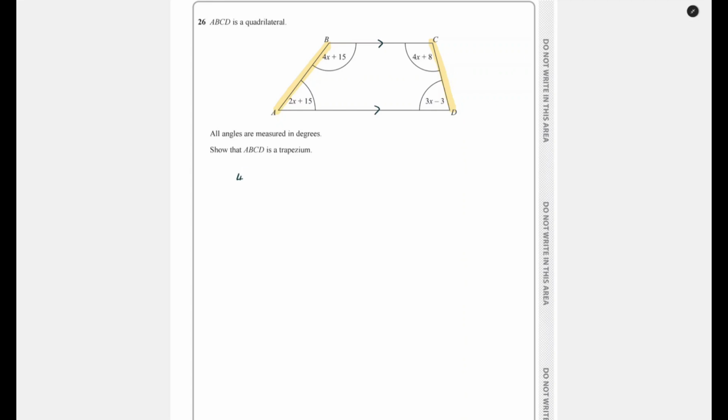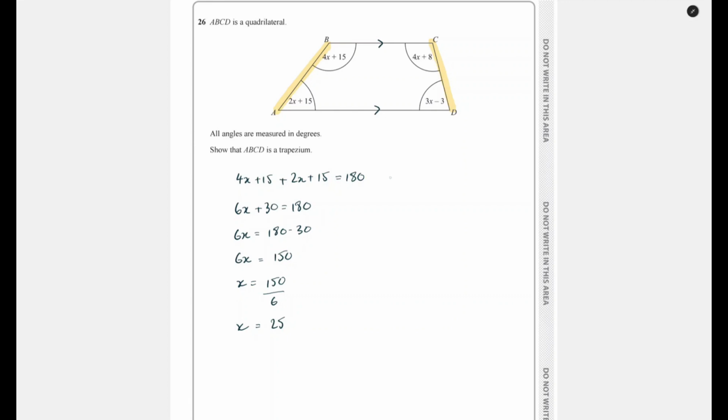So we can say 4x plus 15 plus 2x plus 15 has to equal 180. And so we can expand and simplify this to get the value of x. So 4x plus 2x is 6x, and 15 plus 15 is 30, and that's equal to 180. 6x is 180 minus 30. 6x is 150. x is 150 divided by 6, and so x is equal to 25.